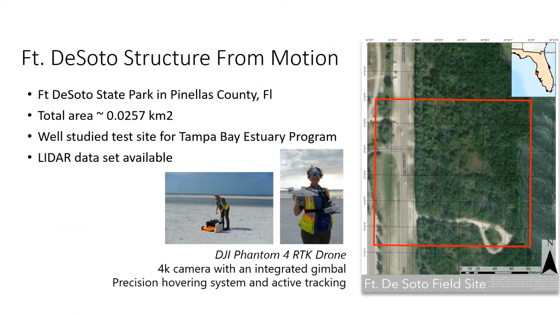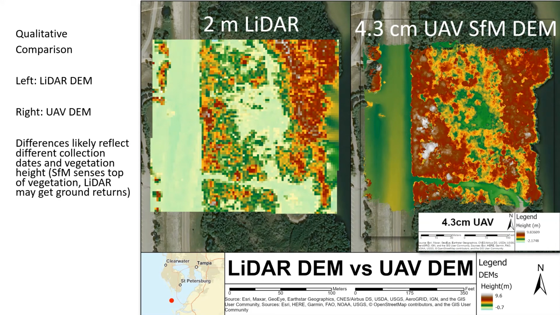The structure from motion product derived from the USF drones has a spatial resolution of about 4 centimeters, and it covers small areas. Here's an example for Fort DeSoto in the Tampa Bay estuary, where we flew the device and then compared the product to the LiDAR topography. Clearly, the LiDAR topography product is much coarser in spatial resolution, and it was also collected over different time frames, so there's going to be differences.